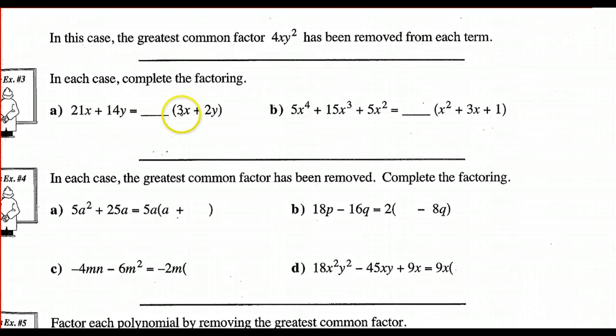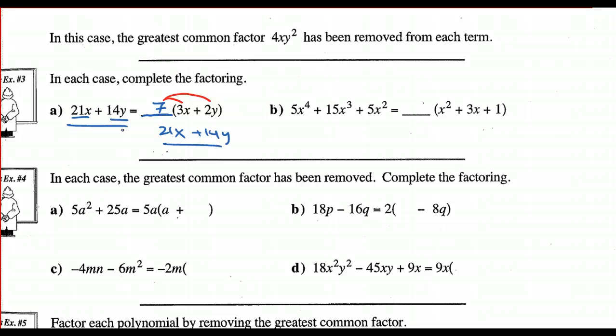Okay, well, what is going to go in the blank here? Well, I'm going to tell you what's going to go in the blank, and that's going to be 7. The reason it's going to be a 7 is because 7 is the only common factor that can come out of both 21 and 14. And you can always check your answer by distributing the 7 back in. So if I distribute the 7 back in, I would get 7 times 3x is 21x plus 14y. And if that matches up with what you have at the start, you factored it correctly.